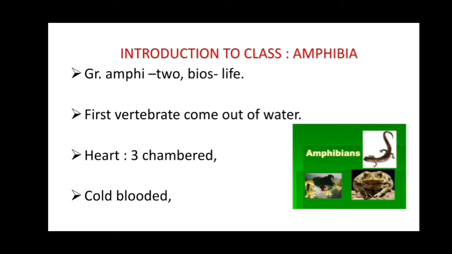Here the sexes are separate, that is, there is a male frog and a female frog. Fertilization is external and females are mostly oviparous. Development is indirect in this organism. As we know, these are the first vertebrates that came out of water, and the heart is 3-chambered.